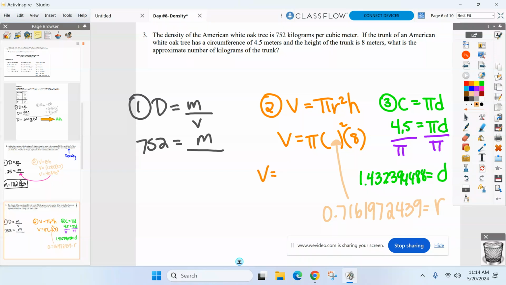Even when you find the volume, still not ready to round. So I'm keeping it in terms of pi or writing it all out. And substituting that one in for the mass. It does say approximate. Let's just go nearest whole number here. Nearest kilogram, please. And you'll see this is one heavy tree.